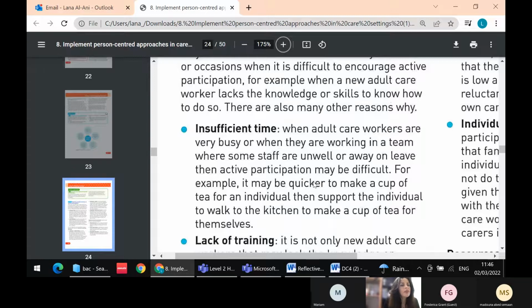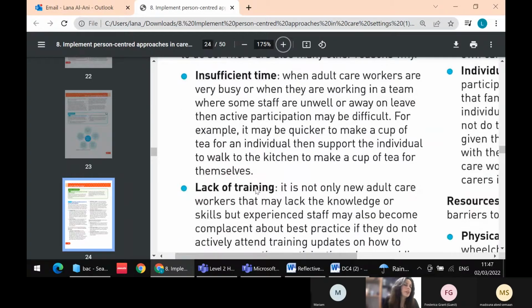When adult care workers are very busy, or when they are working in a team where some of the staff are unwell, let us say some of the staff have COVID or any other illnesses, and a big chunk of the team is ill that day, what would you do? Or maybe you all had a meal the day before, and some of the people have food poisoning. Then that will put extra pressure on you. Why? Because you're not going to be able to start thinking about the active participation of the clients. Why? Because you don't have time. So when adult care workers are very busy, or some of the team are unwell or away for any reason, then active participation may be very difficult.